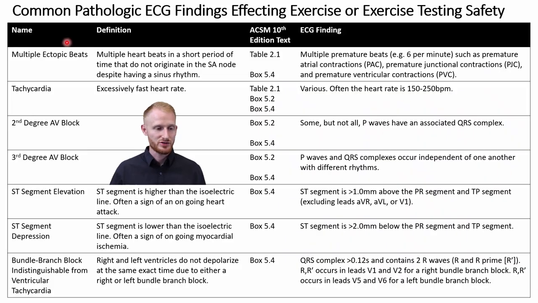So this table here is showing a list of different ECG abnormalities that the ACSM guidelines textbook lists at different points in time. And in this column right here, you can see some of the different tables and boxes where these are going to be listed. And the reason why I'm pulling these out specifically is in order to understand the guidelines textbook, which is a super important textbook for our field, you need to understand a little bit about these different abnormalities within certain people's ECGs. And so let's just go down this list, and then I'll show some examples of these.